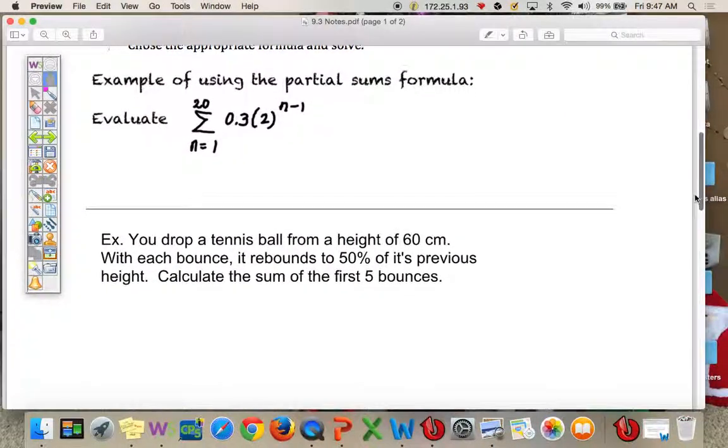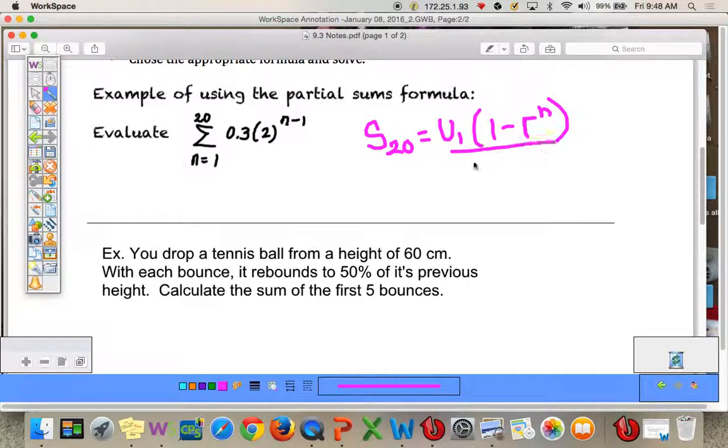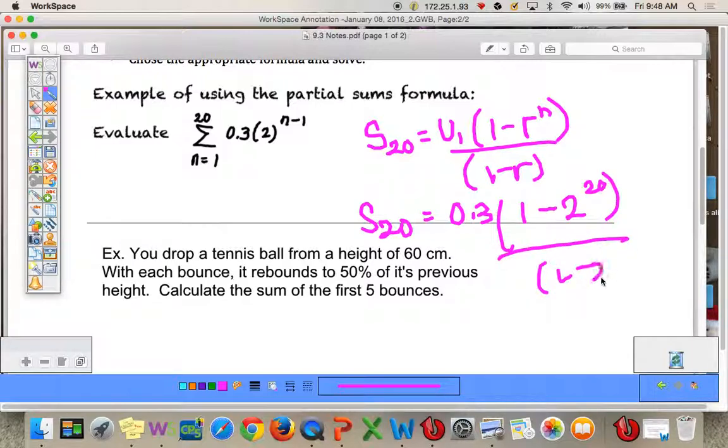Okay. So here's an example of using the partial sums formula. Evaluate the first 20 terms of this right here. So it's partial sums. Here's the formula. The sum of the first 20 terms equals the first term over 1 minus the ratio to the n power over 1 minus the ratio. So the sum of the first 20 would be the first term, 0.3, times 1 minus the ratio, which is 2, to the 20th power, over 1 minus 2, and that's really messy.